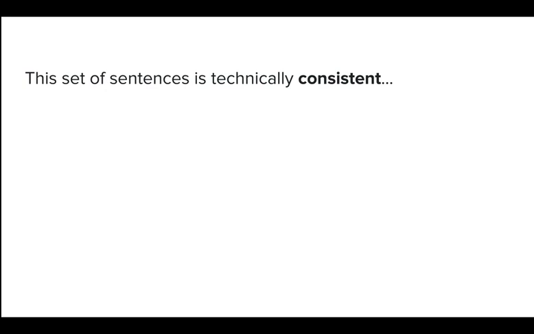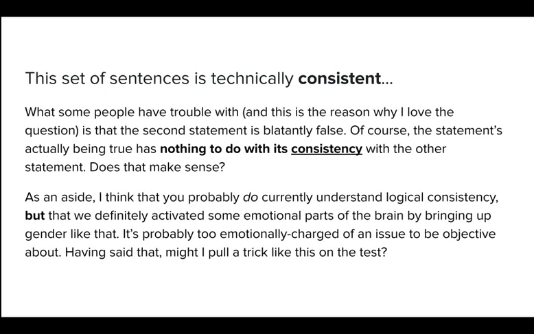This set of sentences is technically consistent. What some people have trouble with, and this is a reason why I love the question, is that the second statement is blatantly false. Of course, the statement's actually being true has nothing to do with its consistency with the other statement. Does that make sense? So let me pause there.